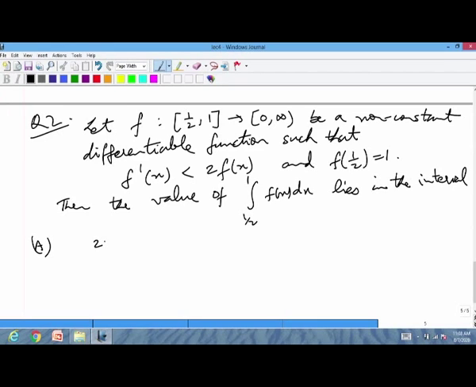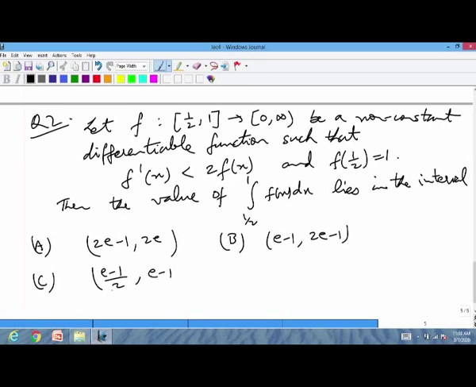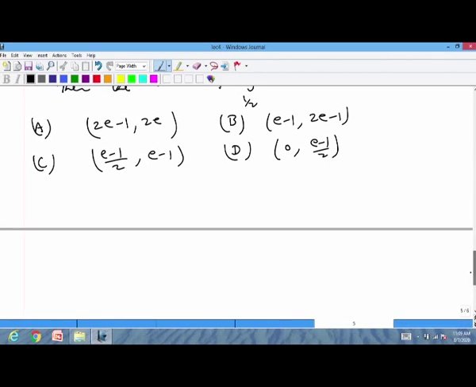Option A is 2e minus 1 to 2e, B is e minus 1 to 2e minus 1, C is e minus 1 by 2 to e minus 1 and D option is 0 to e minus 1 by 2. So, let us try to solve this problem.